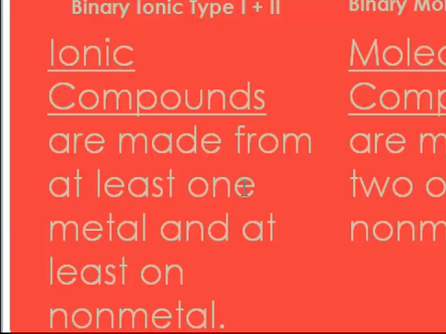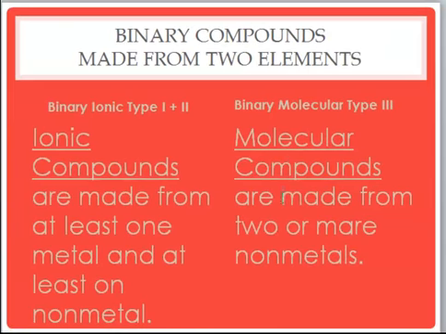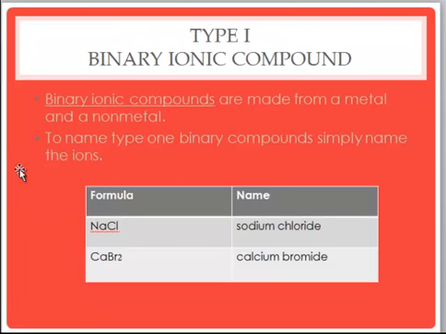They're made from at least one metal and at least one nonmetal. In another video we'll talk about molecular compounds, type 3. They're made from two or more nonmetals. Type 1 again, ionic, are made from at least one metal and at least one nonmetal. To name these compounds, we simply name the ions they're made from.